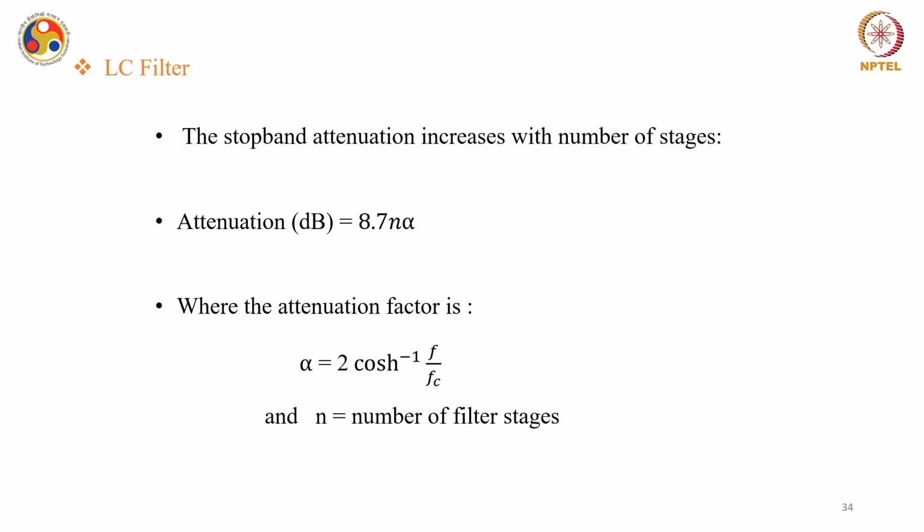The stop band attenuation increases with the number of stages. So when you increase the number of stages, the stop band attenuation will increase, and attenuation in dB can be simply written as 8.7 into n into alpha, where alpha is the attenuation factor and it can be given like this, and n here is the number of filter stages present in the circuit.